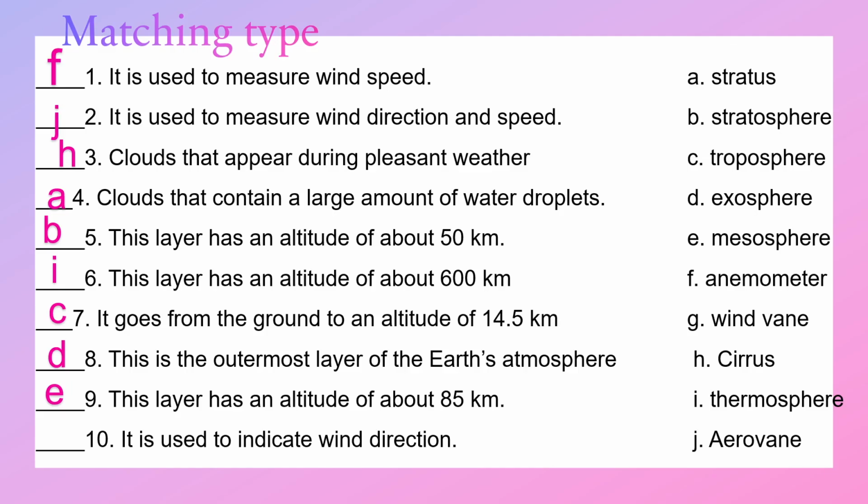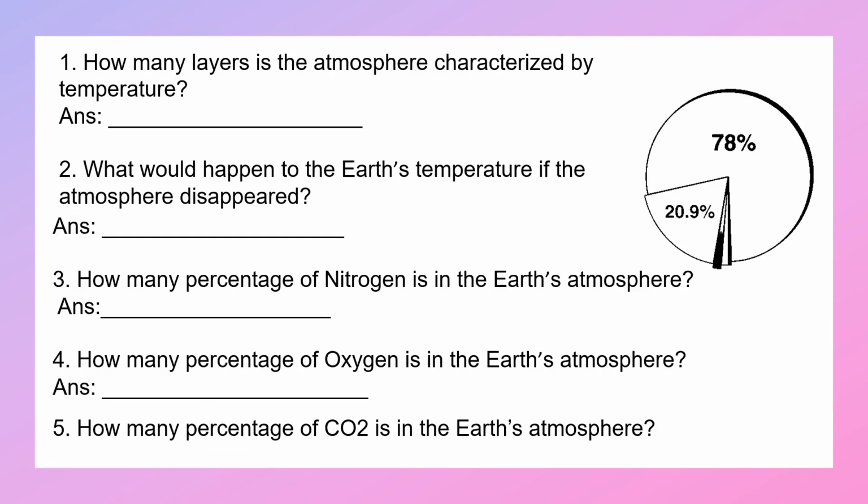Last number 10. It is used to indicate wind direction. Which one is used to indicate the wind direction? Yes, correct. That is letter G. It's the wind vane. All right. So we are done with the matching type. Now let's go to the short answers.